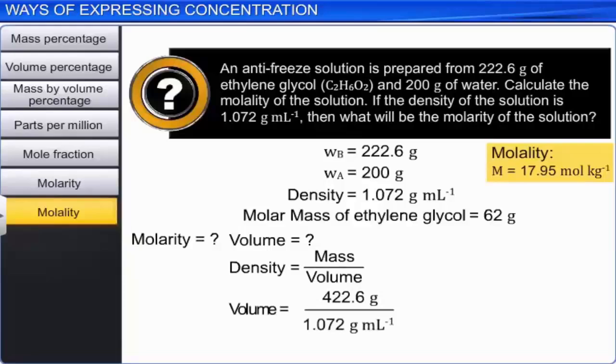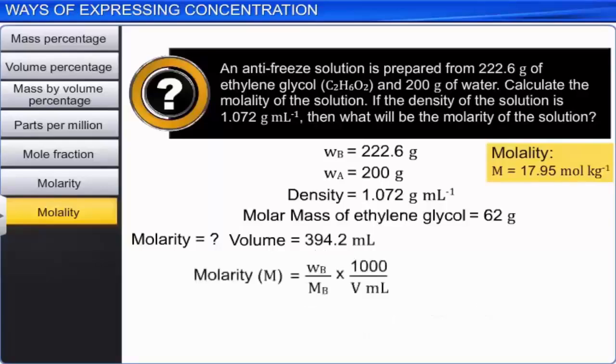Now substitute this value of V in the expression for molarity. Therefore, M is equal to 222.6 divided by 62 multiplied by 1000 divided by 394.2. On solving, we get M is equal to 9.1 moles per liter.